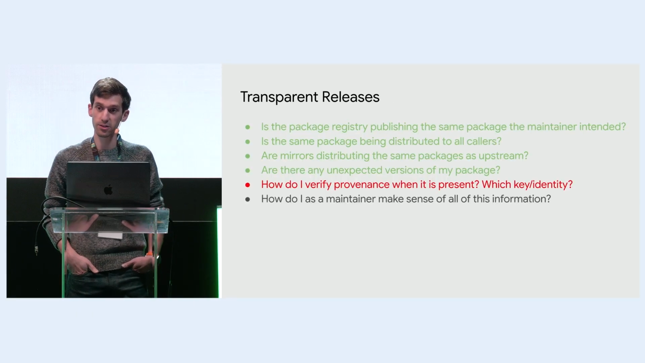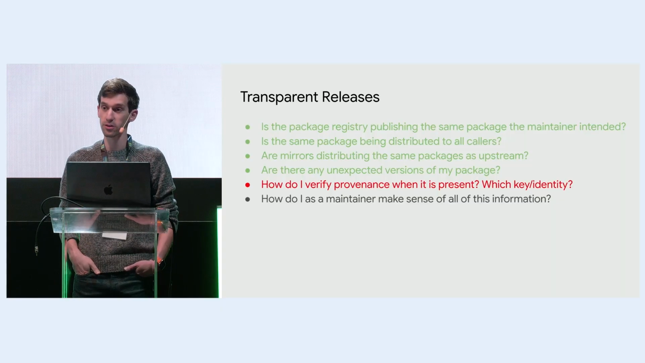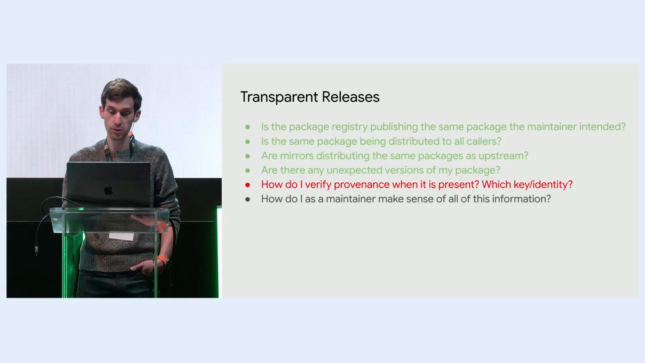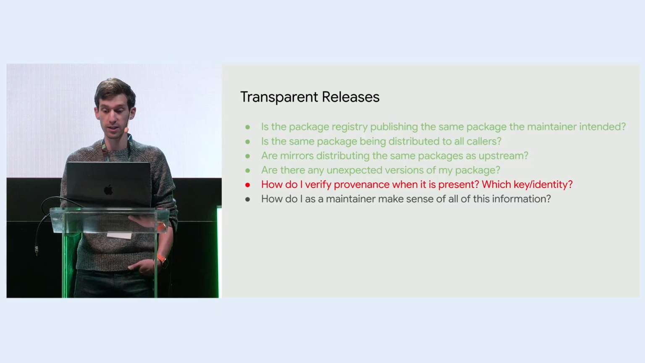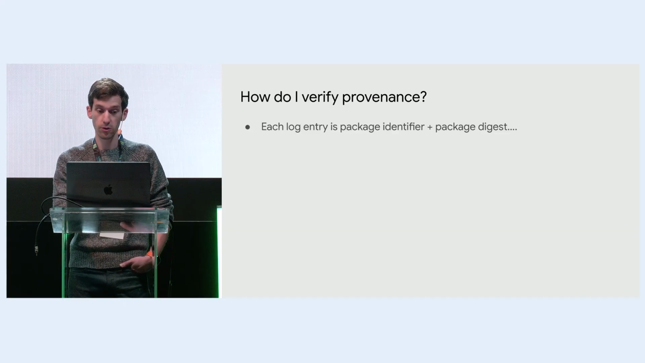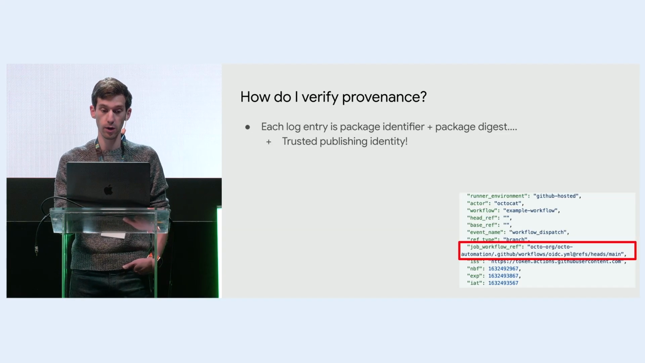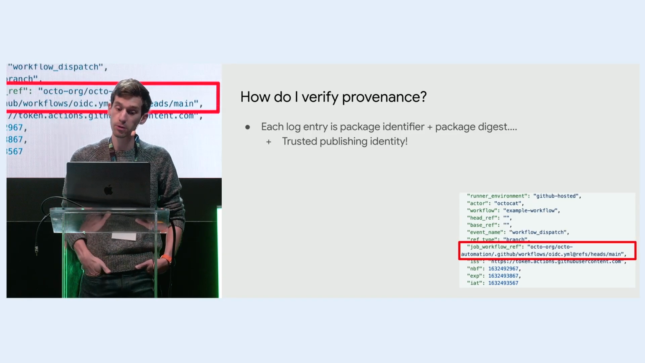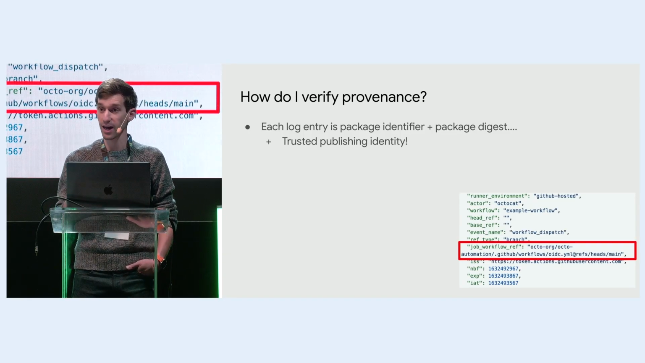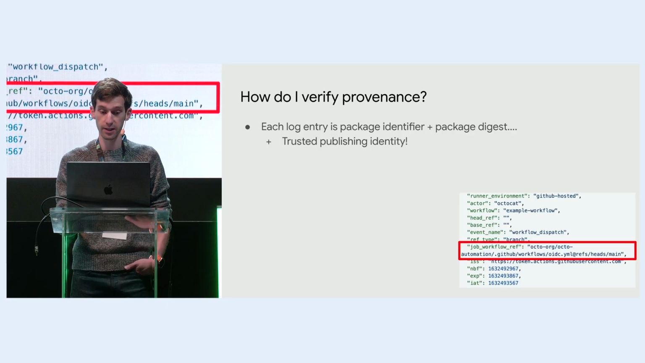All right, so that answers the first 4 of our questions for transparent releases. So the next one is, how do I verify provenance when it is present? So we said that each log entry is a package identifier and a package digest. Well, what if we also add the trusted publishing identity? And we can also imagine adding in any additional metadata that we might want to make discoverable. But for now, we'll focus on the trusted publishing identity.